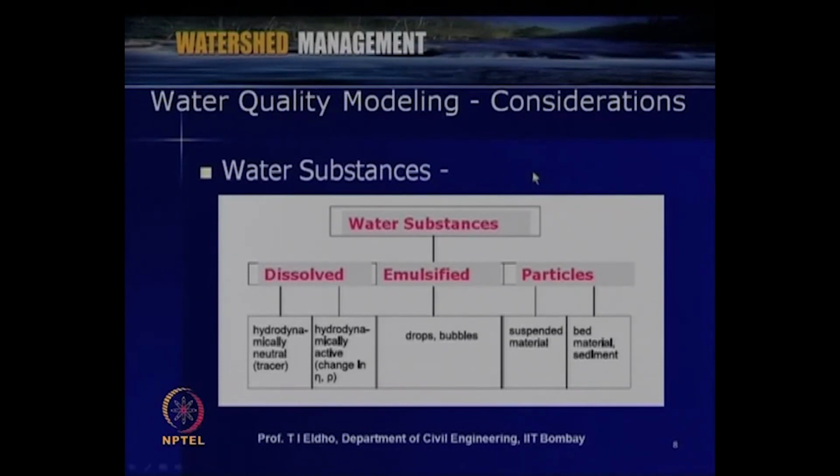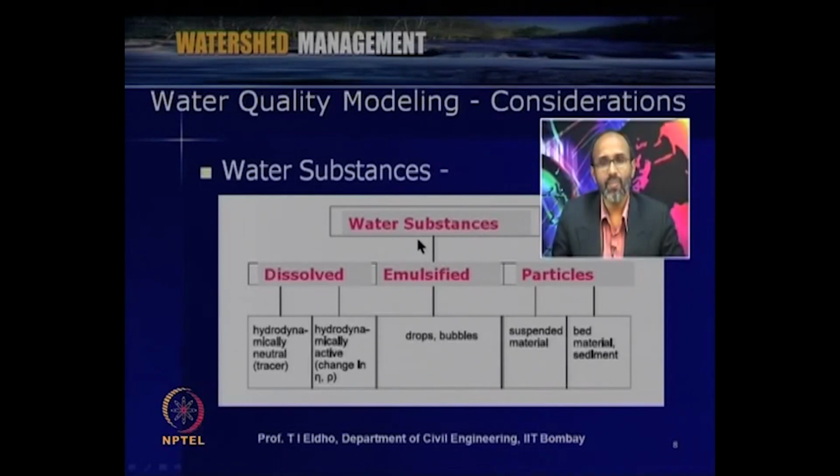So as we discussed, due to the various sources of pollution, as far as water is concerned, the substances within the water can be either dissolved substances, emulsified substances, or particles within the water. Dissolved substances can be either hydrodynamically neutral, like a simple tracer, or hydrodynamically active, where properties like density or viscosity can change. So it can be like salt water within the fresh water, or various chemical fluids within the water.